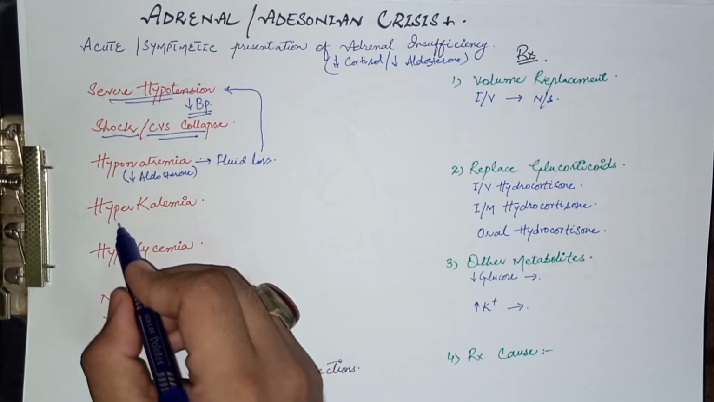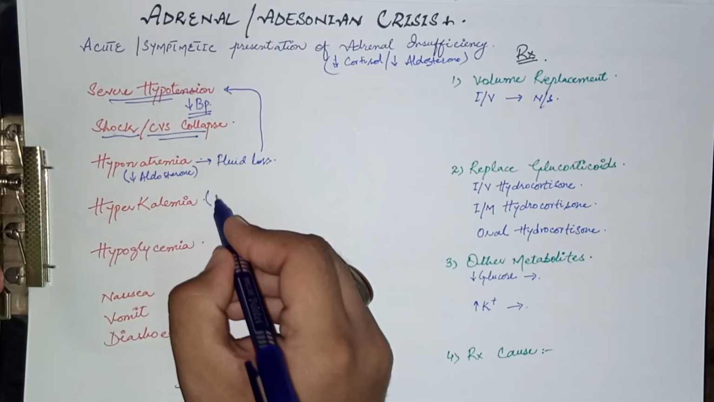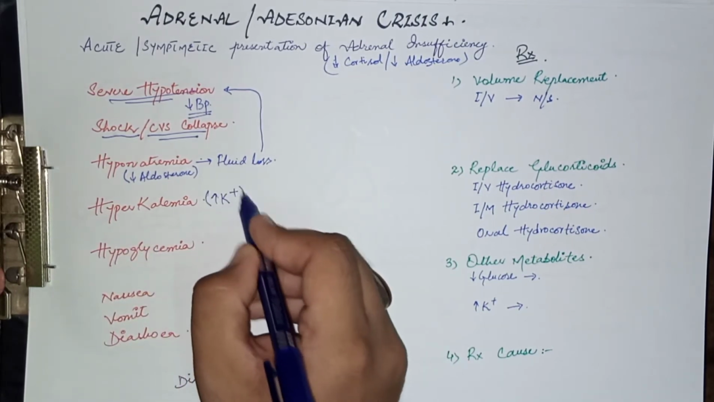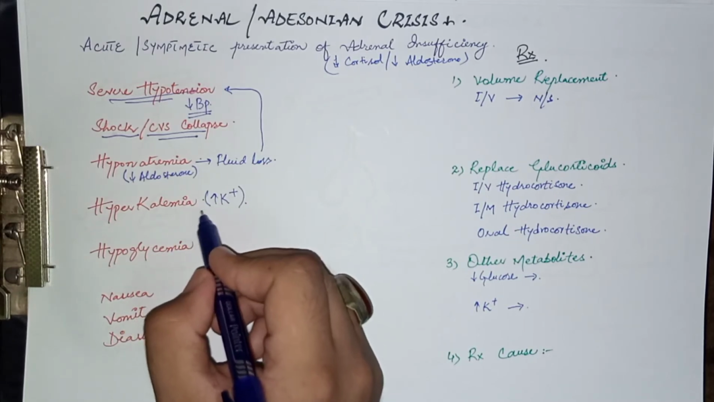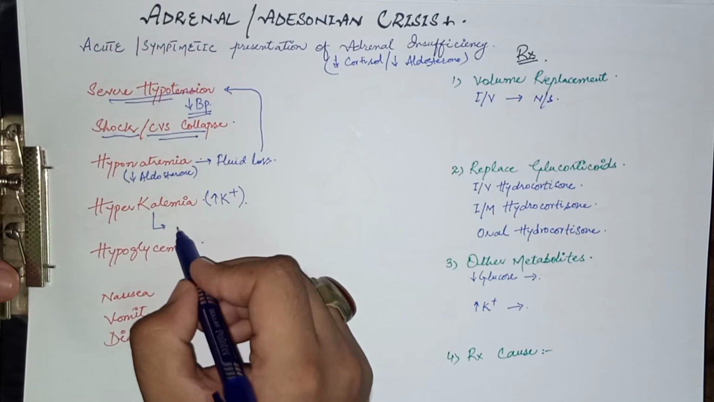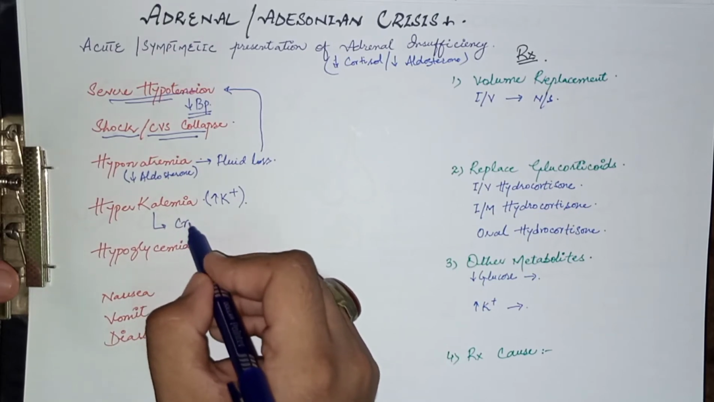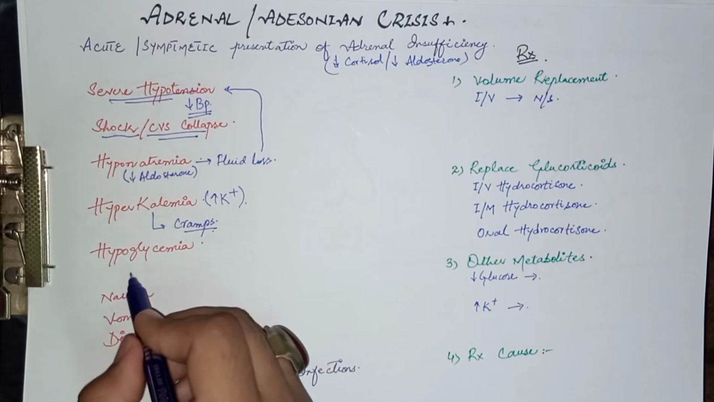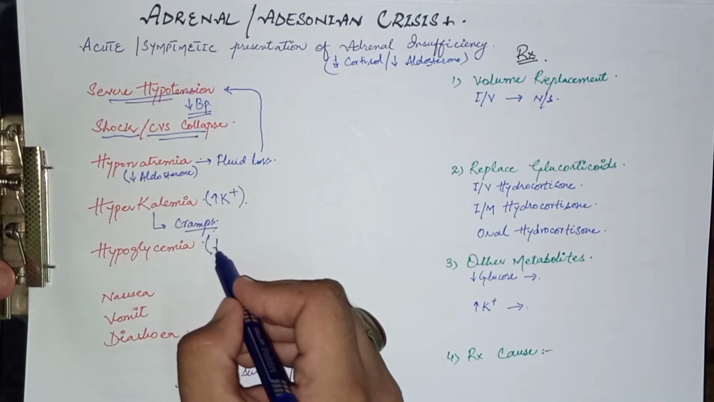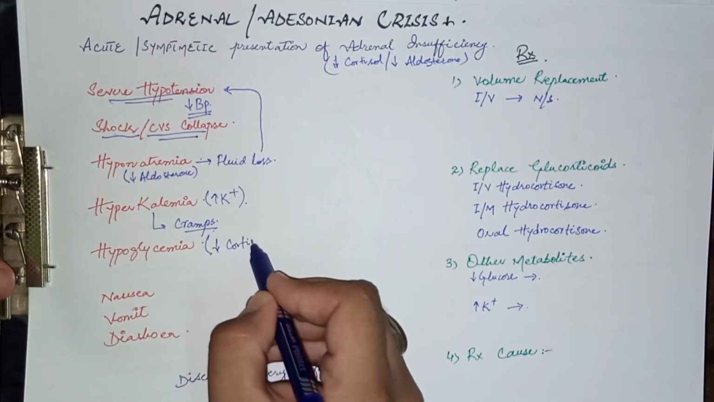And the other features are hyperkalemia, that is increased amount of potassium in the blood, which is also because of decreased amount of aldosterone, and due to this hyperkalemia, muscle spasticity and muscular cramps may occur. And the other feature is hypoglycemia. This hypoglycemia is because of decreased cortisol levels.